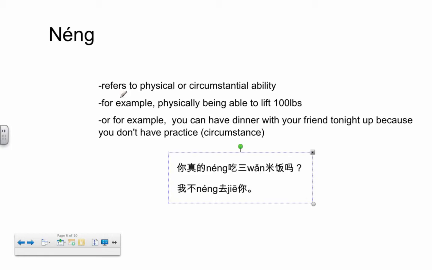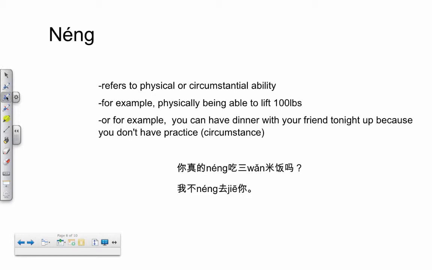So here are a couple of examples for you put together. The first one is 你真的能吃3碗米饭吗? Can you really eat 3 bowls of rice? I know we probably haven't seen this character in a while. It's 真, like 真的, really? 你真的能吃3碗米饭吗? And in this case, we're using 能 because it's physical ability to fit 3 bowls of rice into your stomach. So can you actually physically eat that much? Okay, so it's kind of like the first example, being able to lift weight.